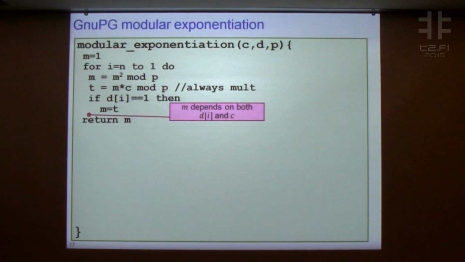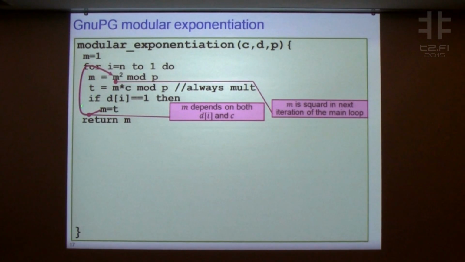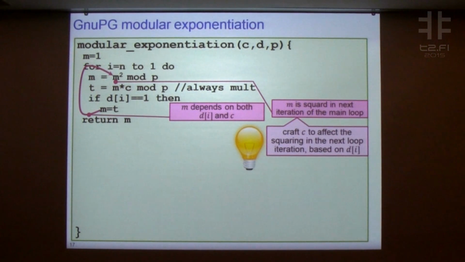The main observation about this code is that at this point in time, m depends both on the current bit of d and our ciphertext c, which we control. Then the next observation is that this value, which depends on the current bit of d and our ciphertext c, goes directly to the squaring operation in the next iteration of the main loop. So what are we going to do? We're going to craft a ciphertext c which will affect the squaring operation.